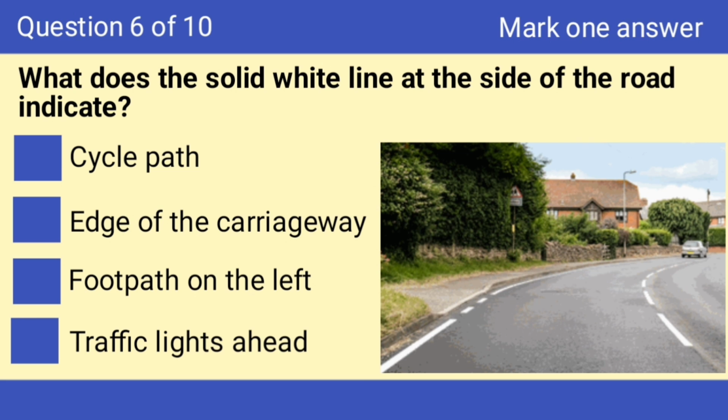Question 6. What does the solid white line at the side of the road indicate? Cycle path, edge of the carriageway, footpath on the left, traffic lights ahead.